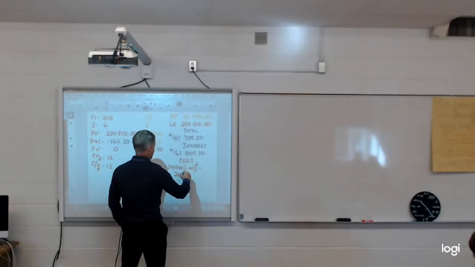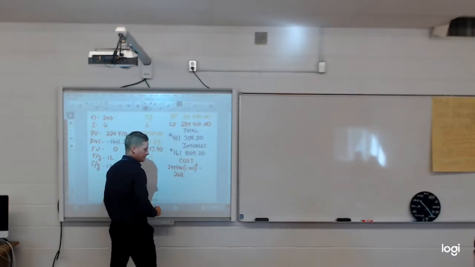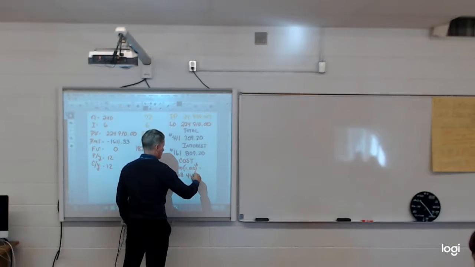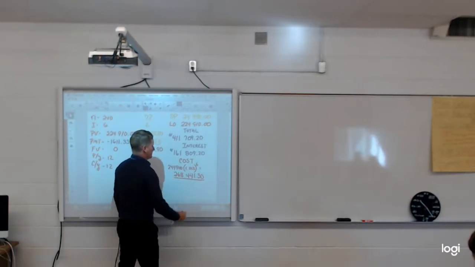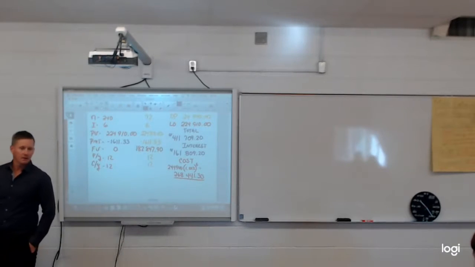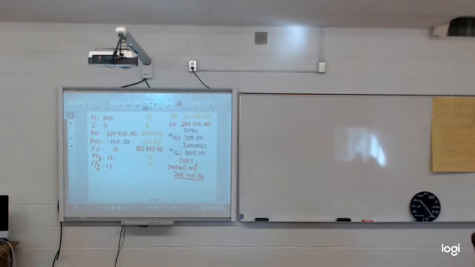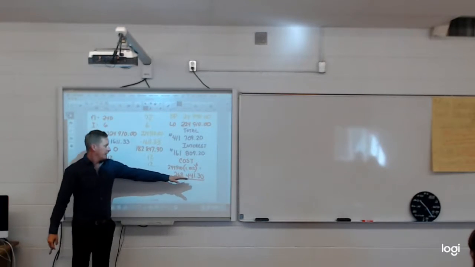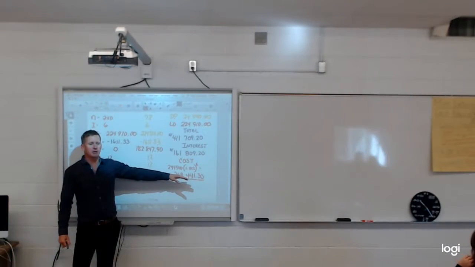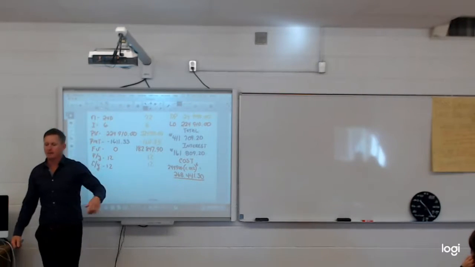$268,441.30. 268, 441, and 30 cents. Okay, so the house now has been sold. You've sold it after 6 years. Now, I want you to think this through. $268,000 is what she sold the house for. How much does she have to pay the bank still?